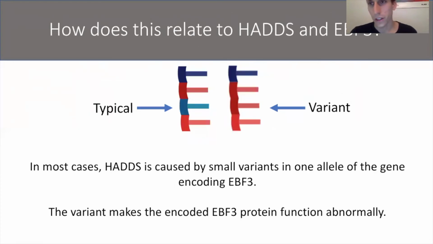So how does this all relate to HADDS and EBF3? Well, in most cases, HADDS arises from small variations in one allele of the gene encoding EBF3. So we still have one functional, normal, or typical copy of EBF3, and then we have one that is slightly different than normal. And these variations in the gene encoding EBF3 make one copy of EBF3 function abnormally within the cell.